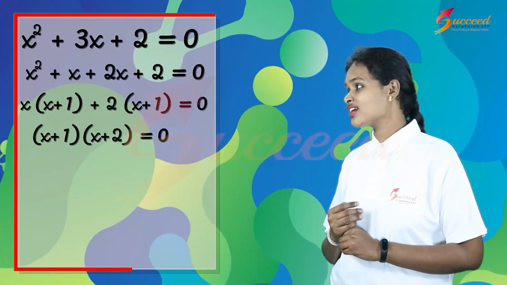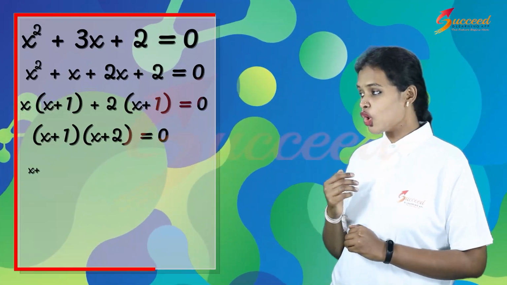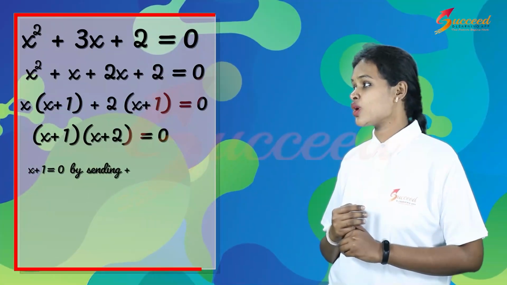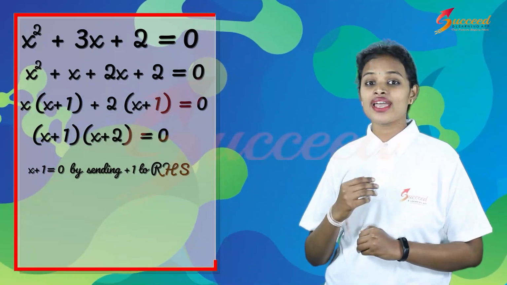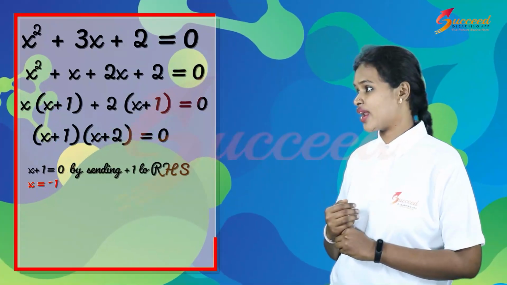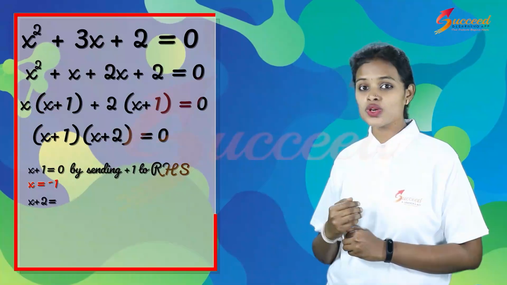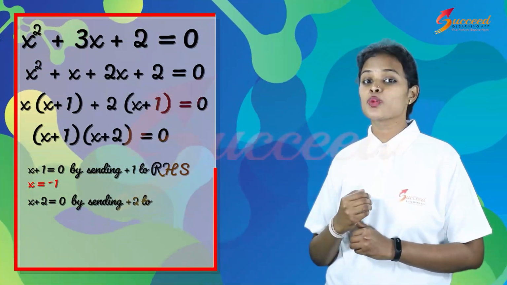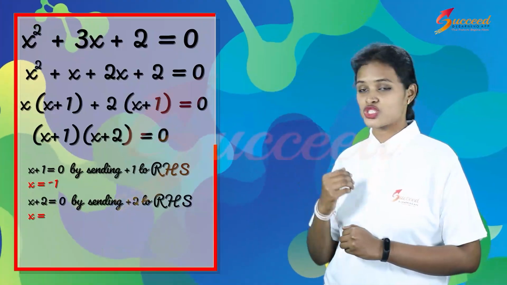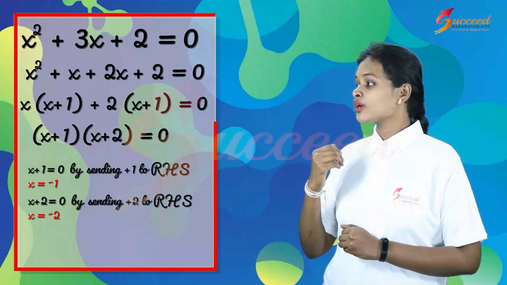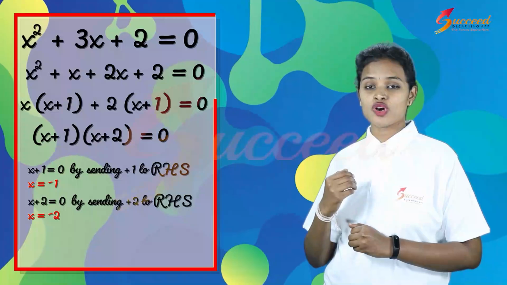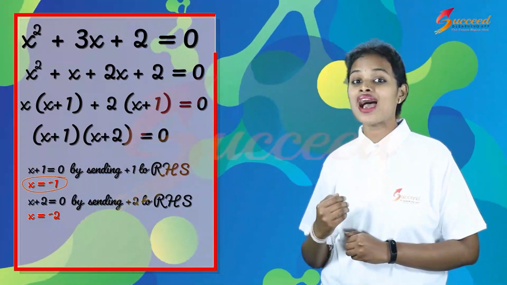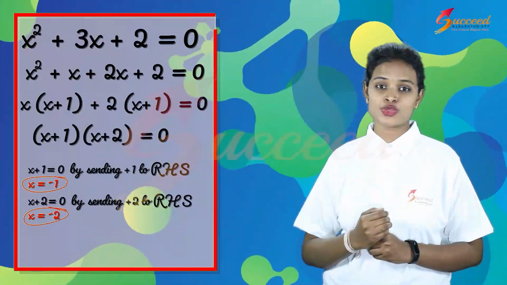Now, let's find the zeros of the factors. So, x plus 1 is equal to 0. By sending plus 1 to the right hand side, we get x is equal to minus 1, and x plus 2 is equal to 0. By sending plus 2 to the right hand side, we get x is equal to minus 2. So, the two zeros which we got from the quadratic polynomial are x is equal to minus 1 and x is equal to minus 2.